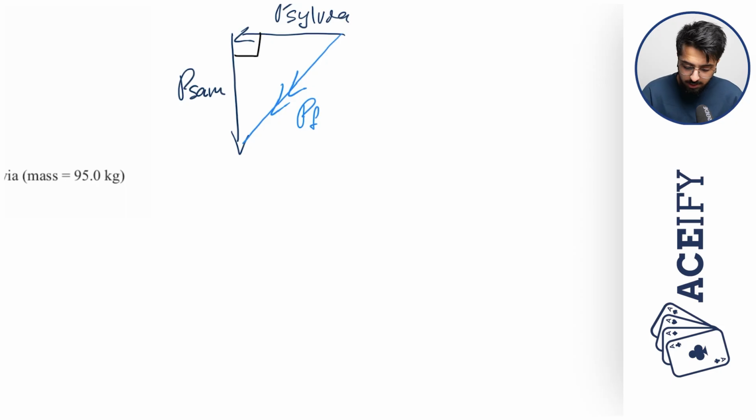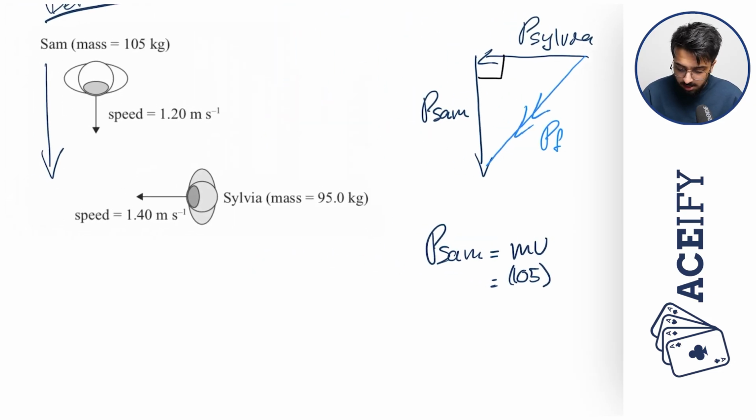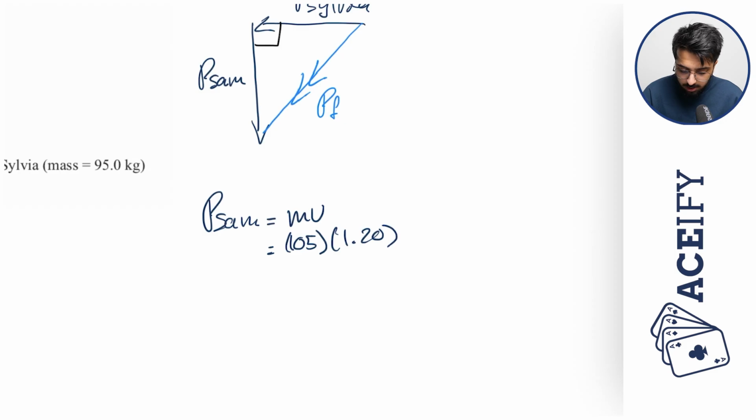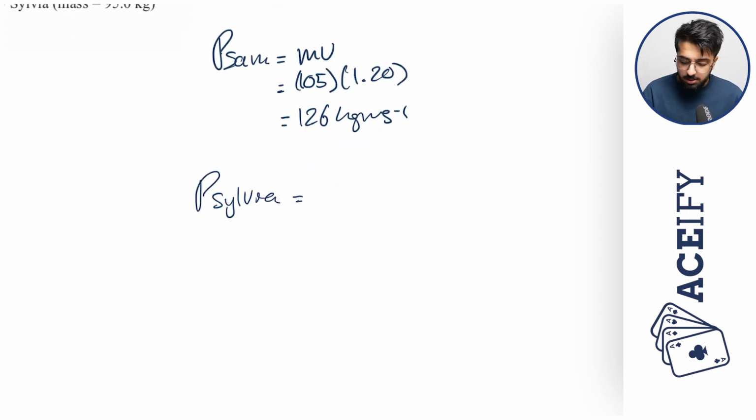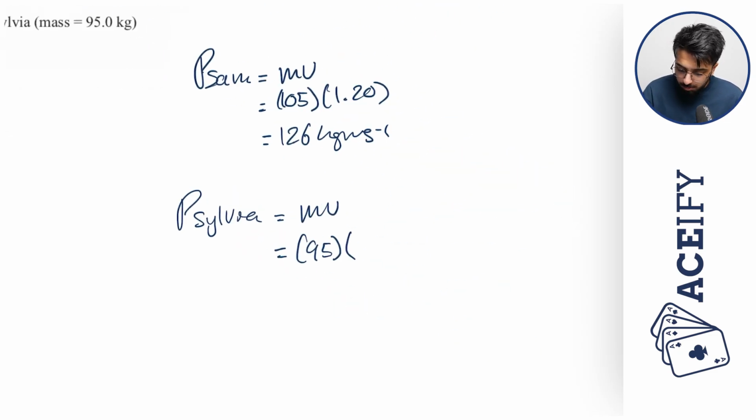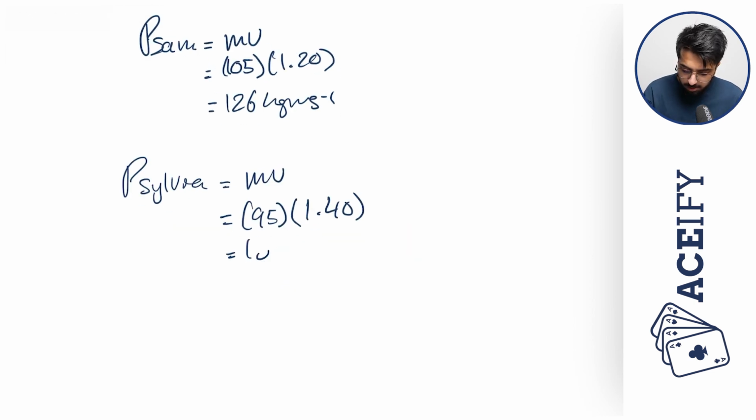And so what we can do is we can calculate the momentum of Sam, and that's obviously equal to the mass times the velocity. The mass of Sam is 105 kgs times his velocity of 1.2 meters per second, that's given up here. Okay, and this gives a momentum of Sam as 126 kg meters per second. And we can do the same thing for Sylvia. Her momentum is obviously, again, mass times velocity. Her mass is 95 kgs times her velocity of 1.4 meters per second, and this gives a momentum of 133 kg meters per second.